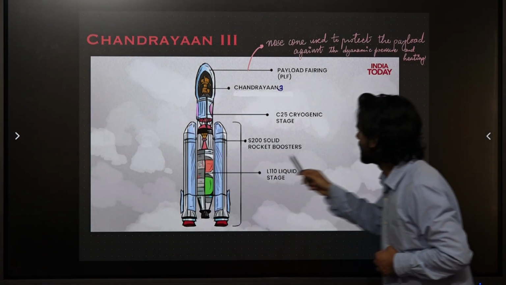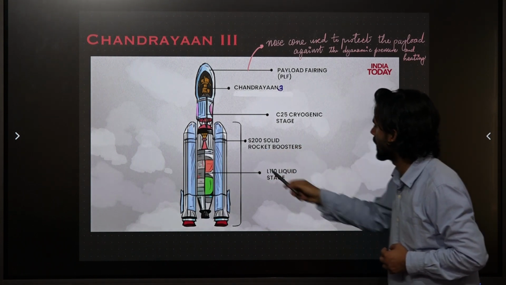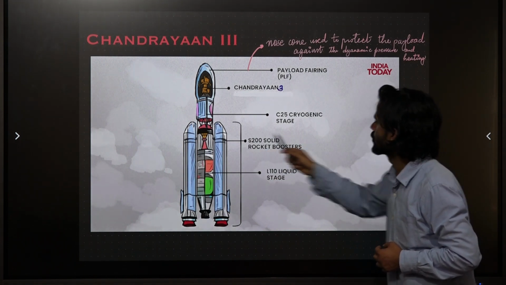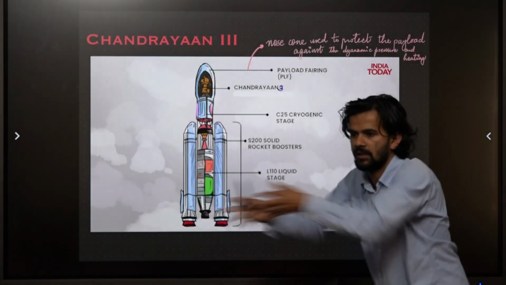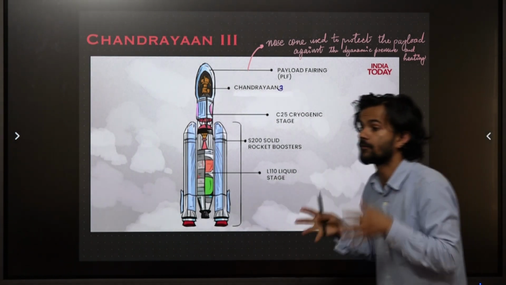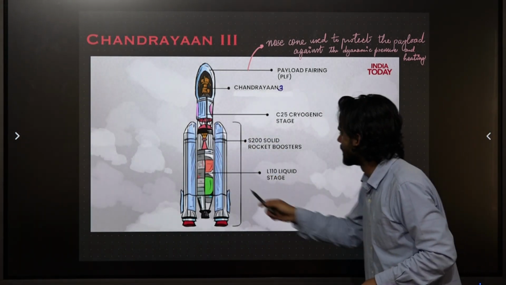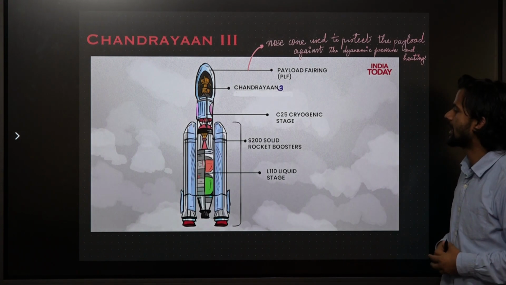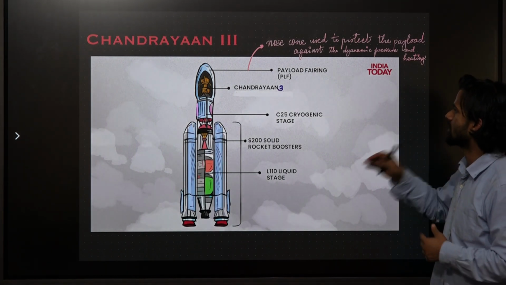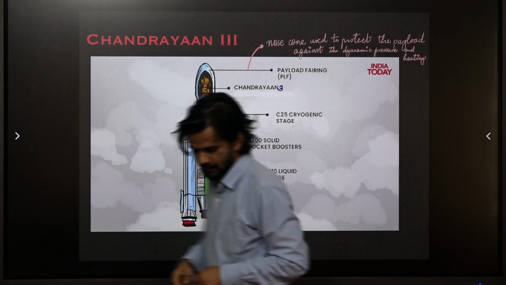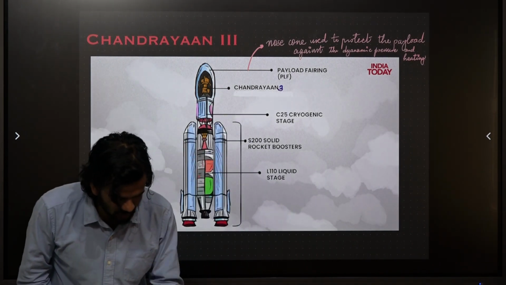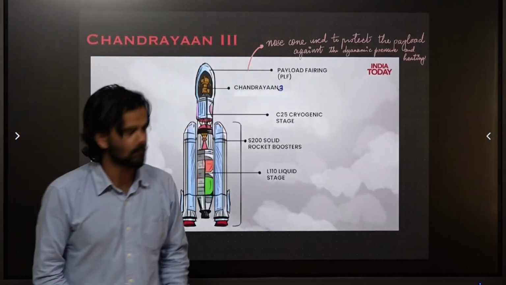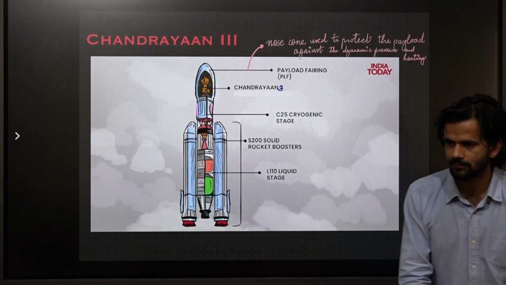The second here, this is S200 solid rocket boosters. These ones, these on the side. These are the rocket boosters. They boost. They propel the rocket forward. And the third one, L110 liquid stage. These are various different stages and various different parts of the Chandrayaan mission. So the payload fairing is the nose cone.